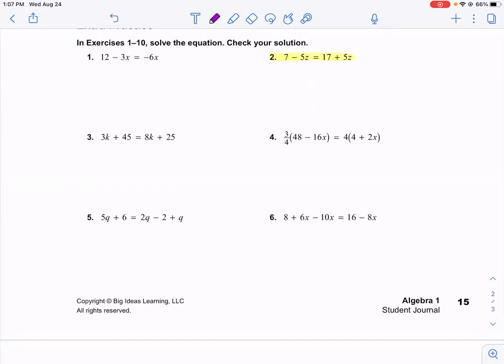Now, some of you may feel very strongly about which side of the equation the variables should be on. Some of you may feel very strongly that if you can make your variables positive, you really like that. I'm sort of that second one. I really like variables to be positive. So if I were making the decisions about this, I would want to add 5z to both sides. Are you okay with that? Okay, so I'm going to add 5z to both sides. So I have 7 equals 17 plus 10z. Agree? Yes. Okay.